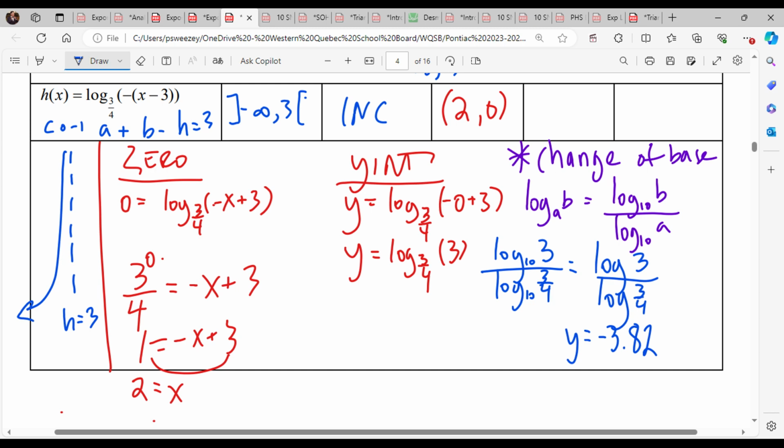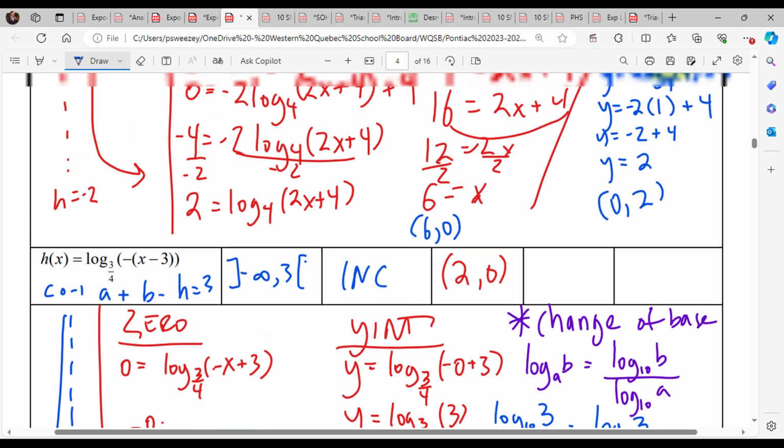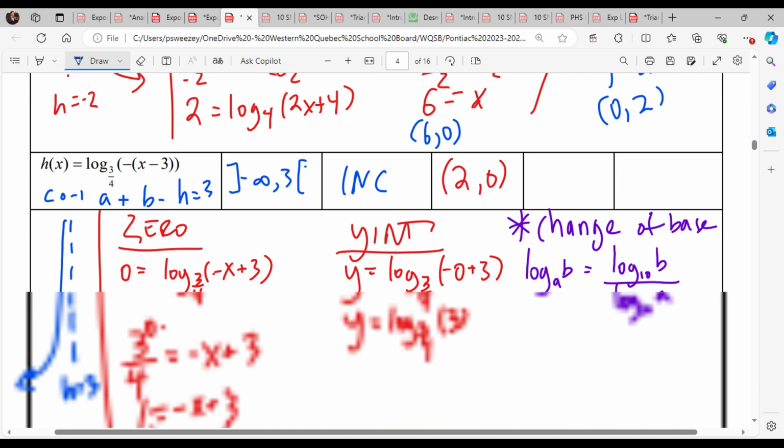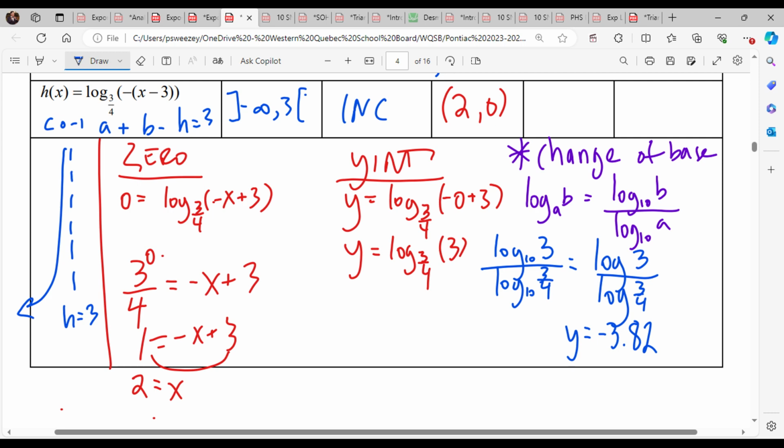I do like the mental math aspect of it, because if you can quickly solve these, log base 4 should be really easy for you to go through and do. Whereas with this one, if I can't think of a number that makes sense, I'm just going to use my change of base knowledge. So last but not least, we can say 0 and negative 3.82. For here we can say that x is equal to positive 3, and then that would be done for this one here.